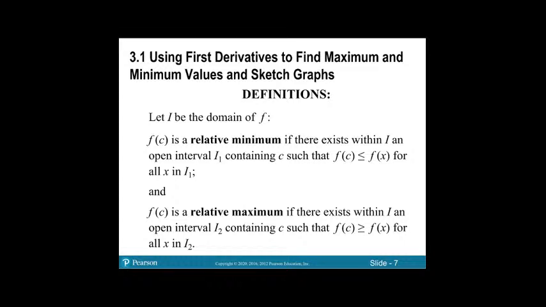And then conversely, f of c is going to be a relative max if there exists an open interval I2 containing c such that that y value is larger than all nearby y values, right? Okay. So a relative minimum is like the bottom of a valley, and a relative max is like the peak of a mountain, right? So that's the concept. We're going to see it in action.